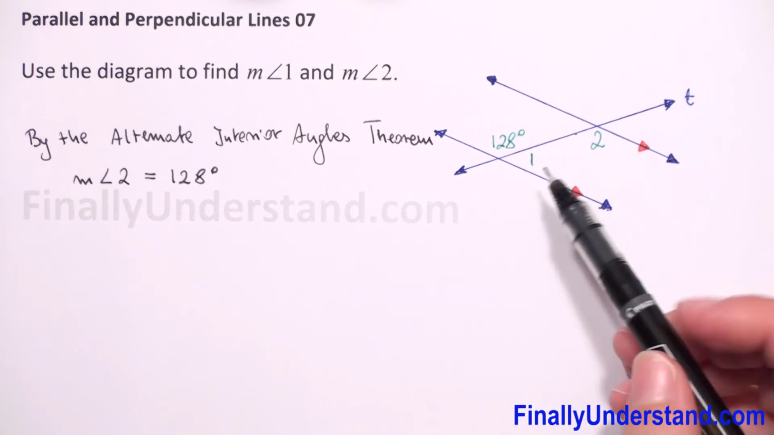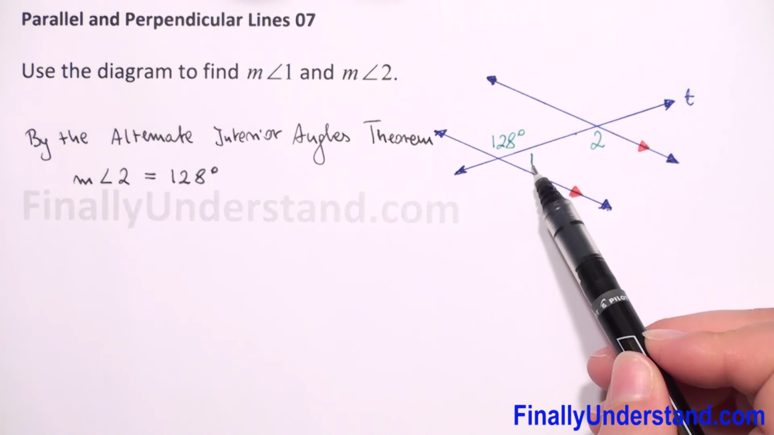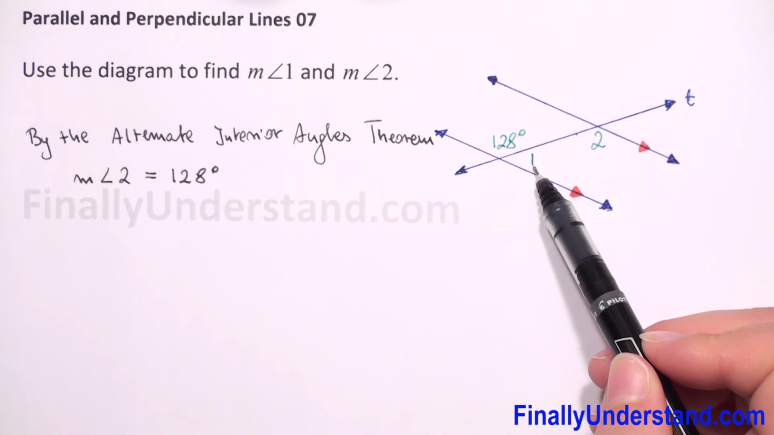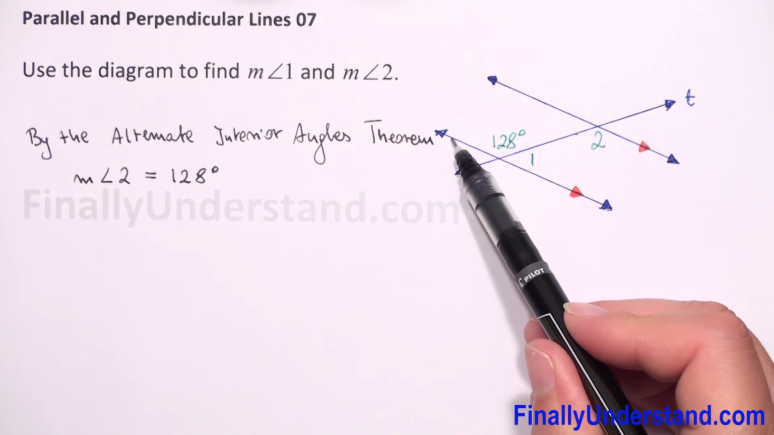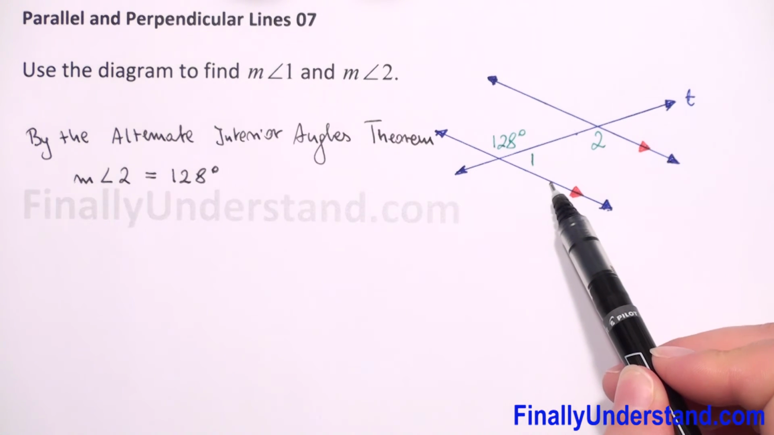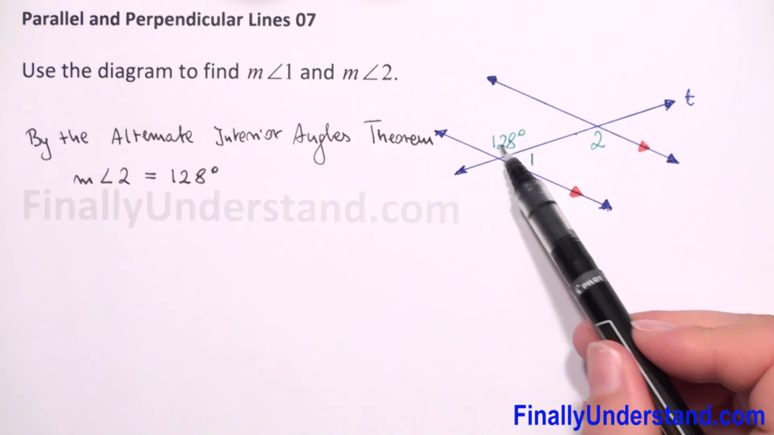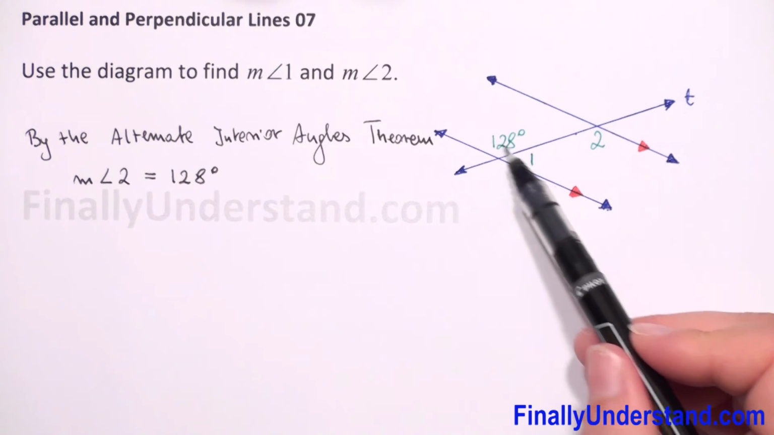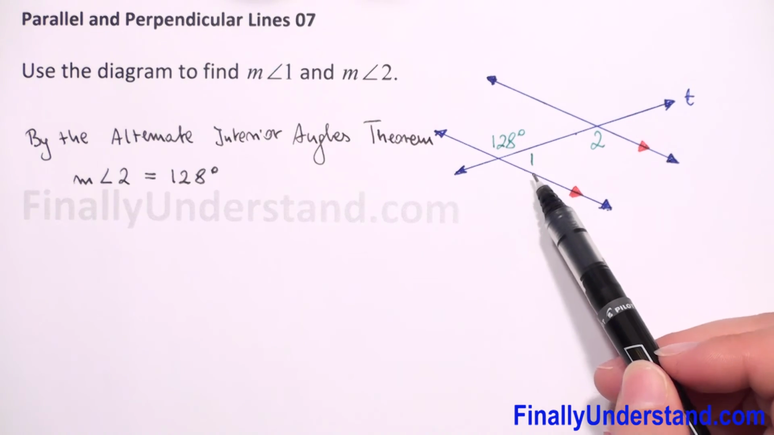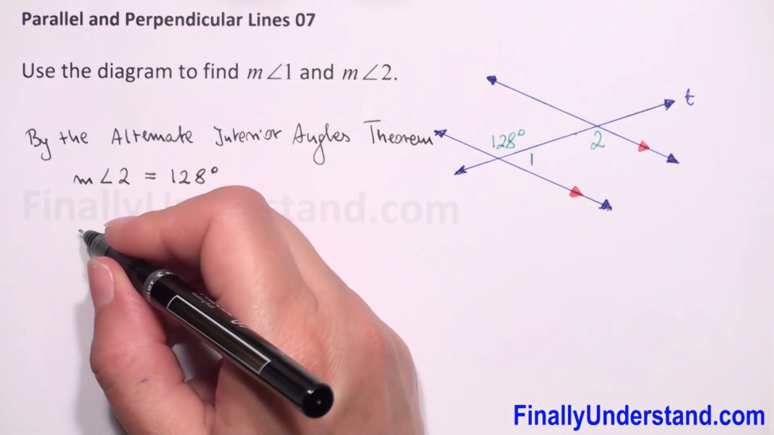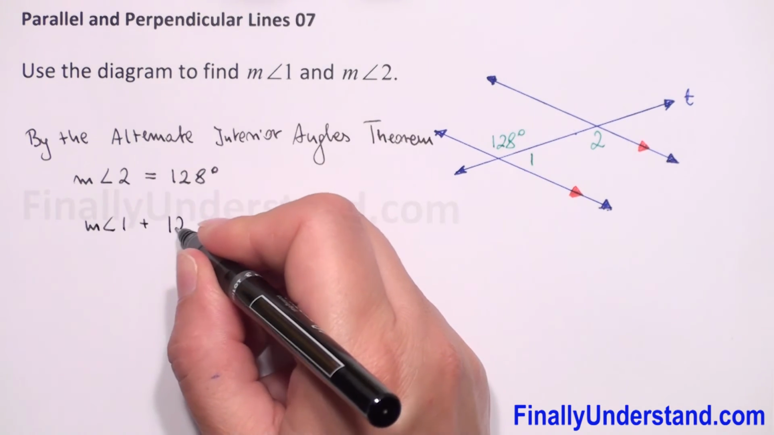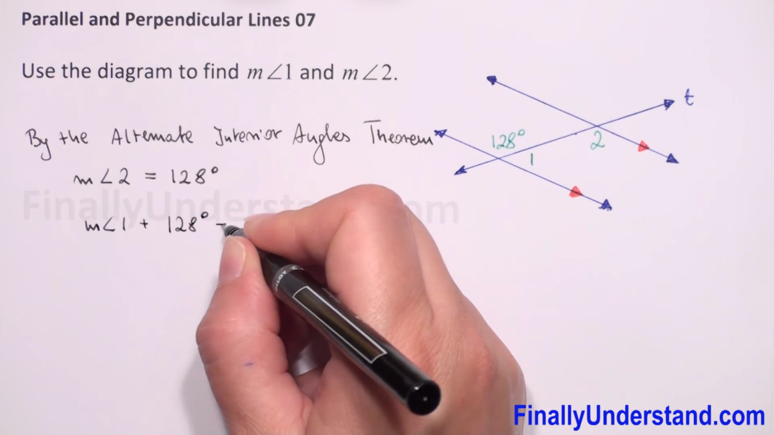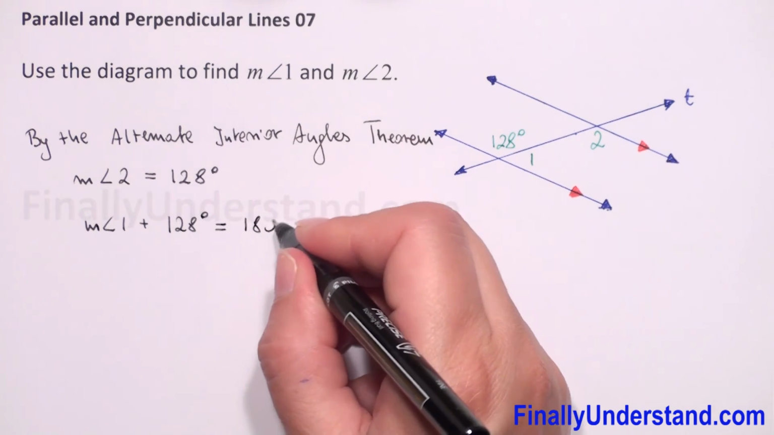Now we have to find the measure of angle 1. And we see that angle 1 is the supplement of the angle of 128 degrees. This angle is a straight angle, so it has 180 degrees. So the sum of these two angles is 180 degrees. Let me write this: the measure of angle 1 plus 128 degrees is 180 degrees.